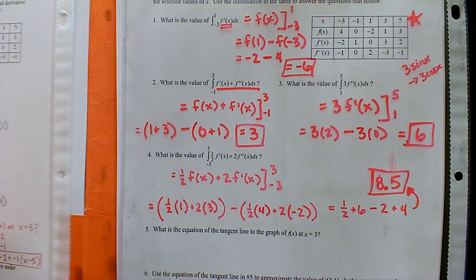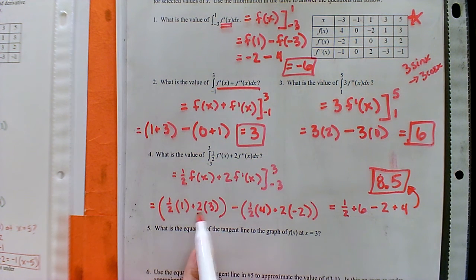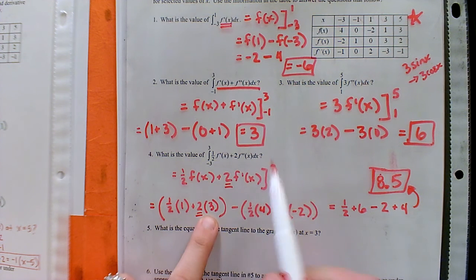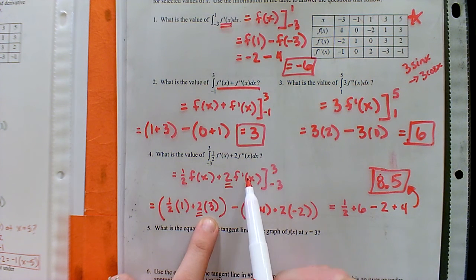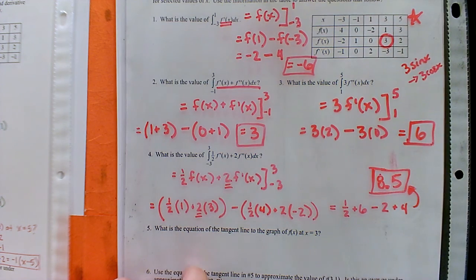Yeah? Why is it 2 times 3 in the first one? This one right here? Yeah. Okay, so where did the 3 come from? This 2 came from that coefficient. Yeah. If I plug in 3 into the first derivative, that gives me 3. Okay.